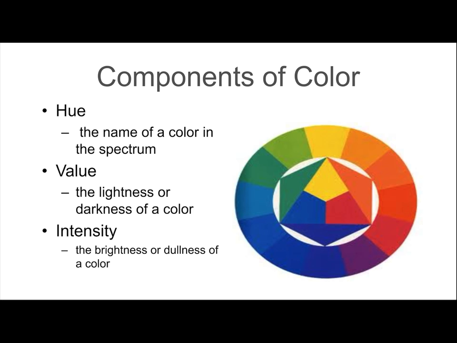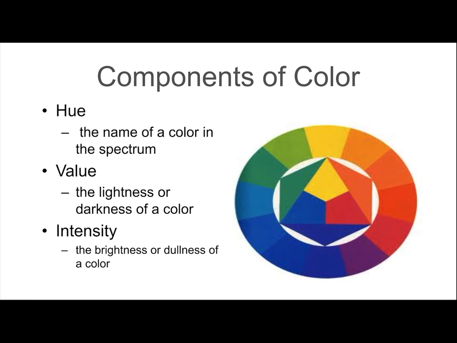The first component of color is hue, and that is the name of a color in the spectrum. So the word hue is just a synonym for the word color. So the hue is orange, the color is orange. We change a color's hue by mixing more than one color together. The second component of color is value, and that has to do with how light or how dark a color is. We change a color's value by adding white and by adding black.